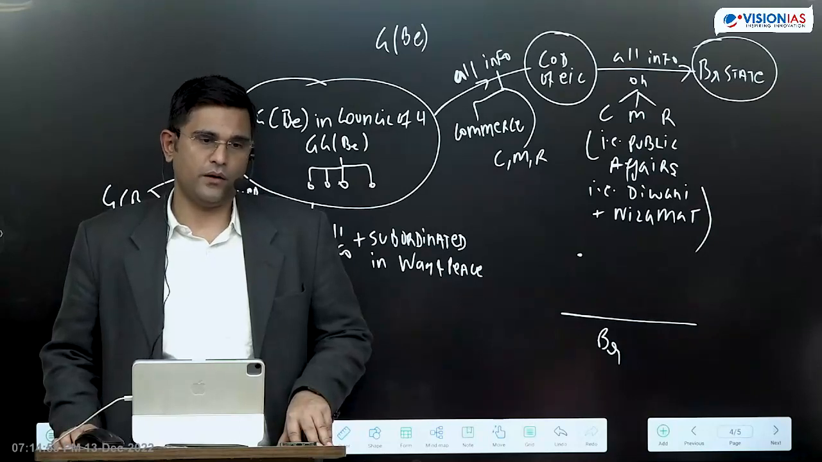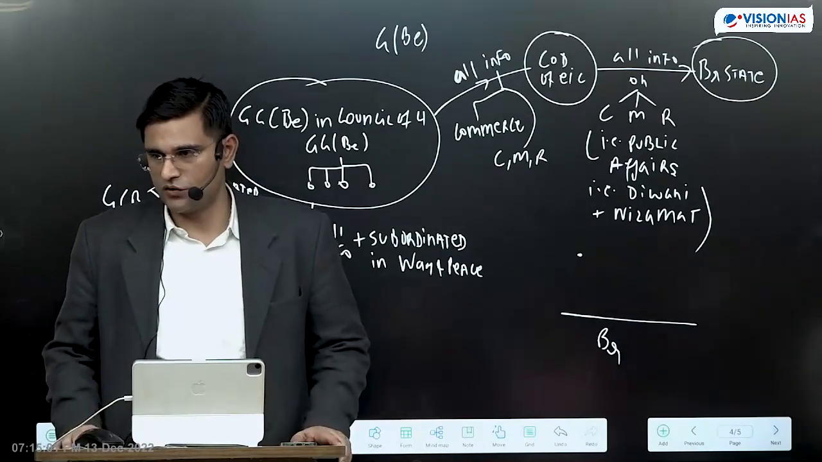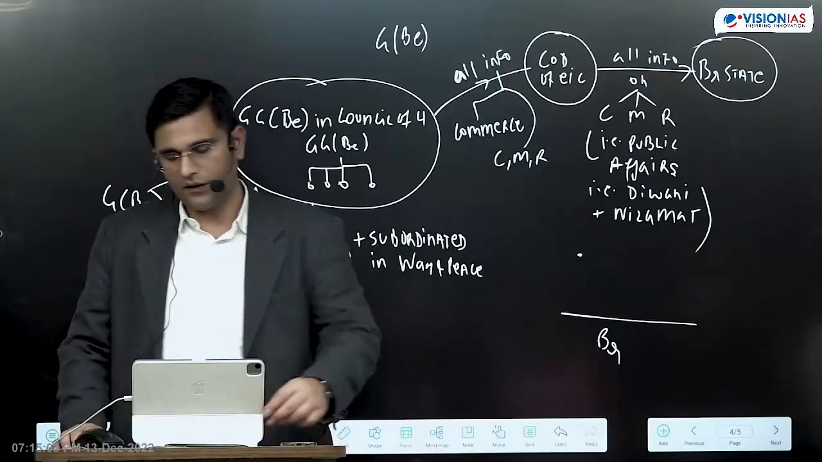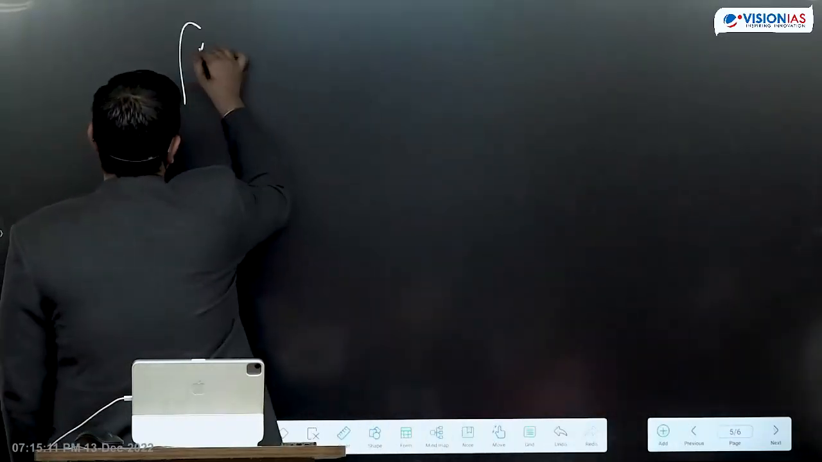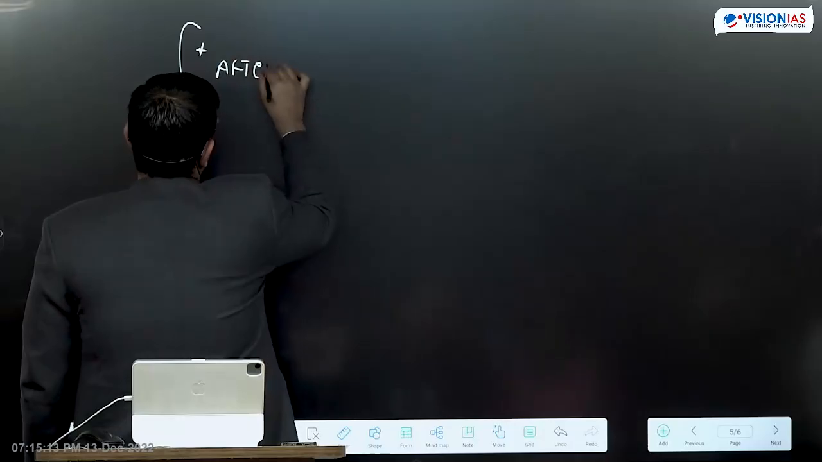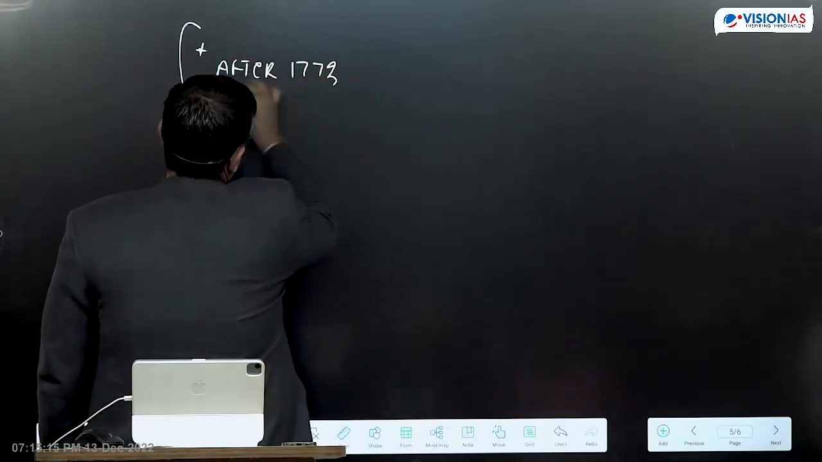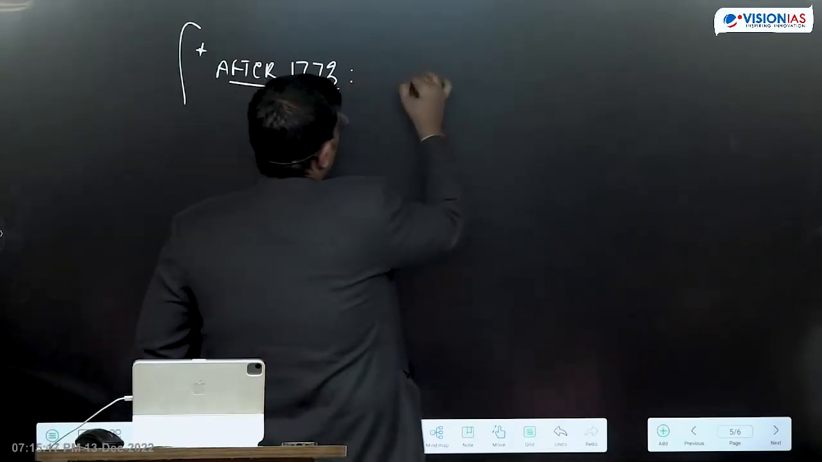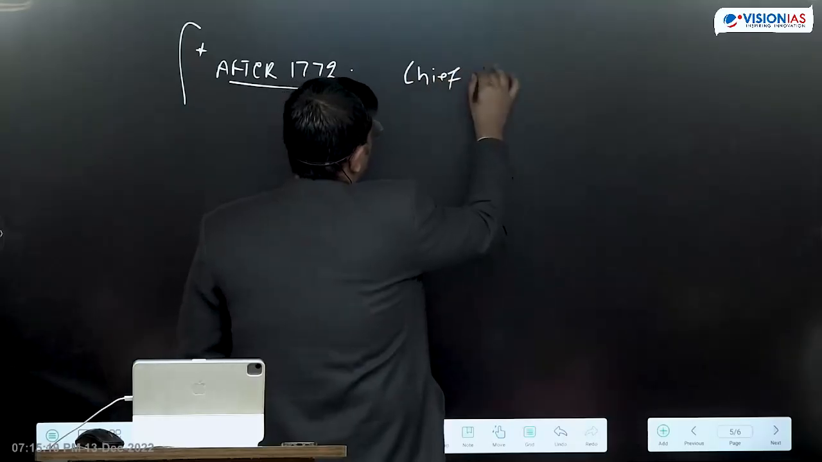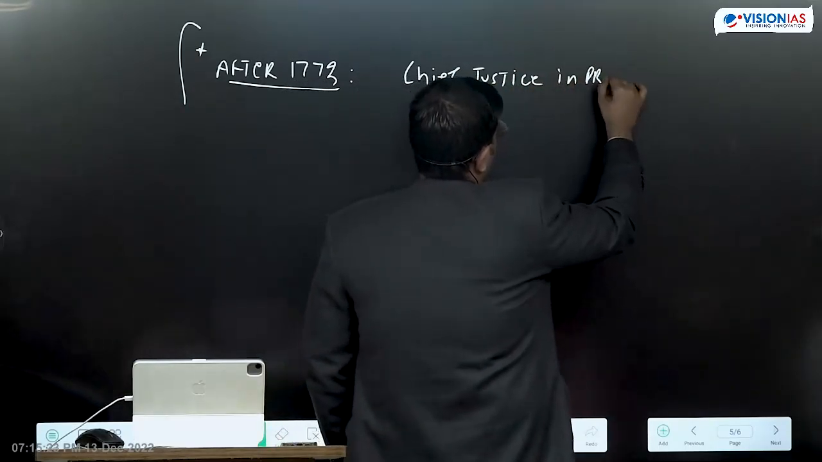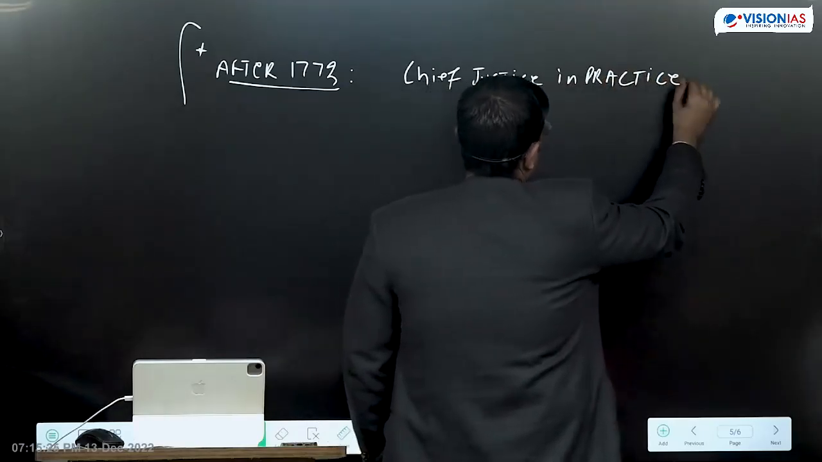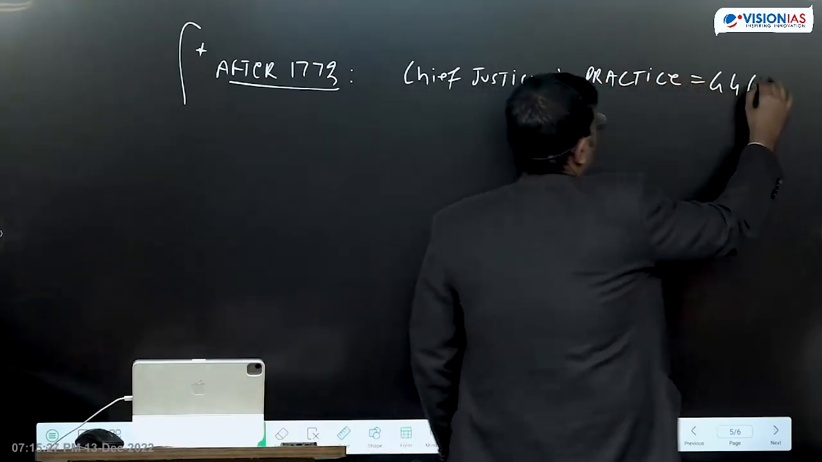Right? So therefore, that was their jurisdiction. So what is the meaning of this particular sentence? The meaning of this particular sentence is that after 1772, you can mention this, that after 1772, Chief Justice in practice is equal to GG Bengal.